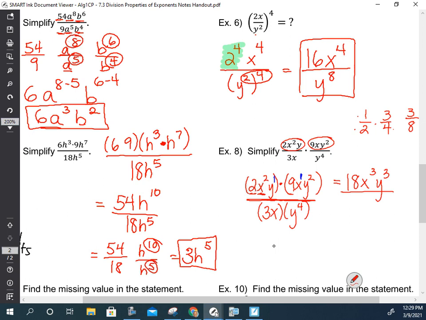So 3x times y to the 4th. So 3 has nothing to multiply by. X has nothing to multiply by. And y has no one to multiply by. So I guess they all just move over. They all just moved over.